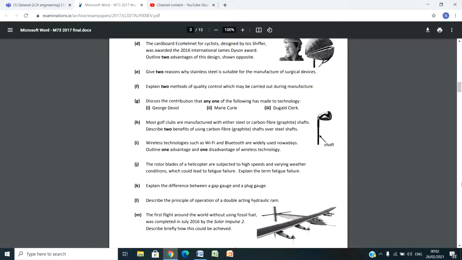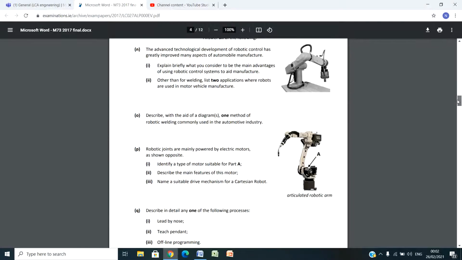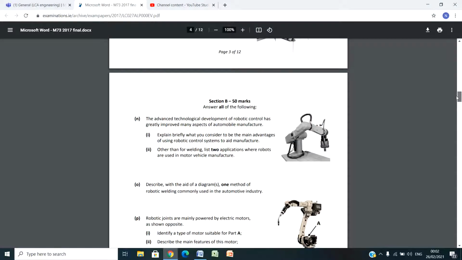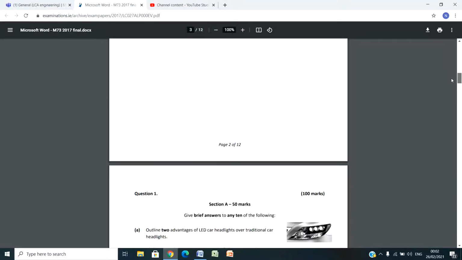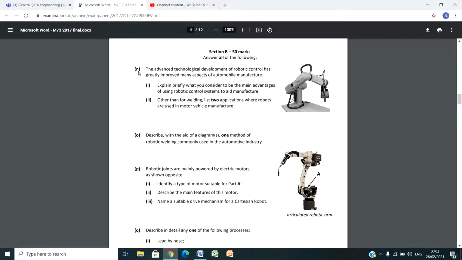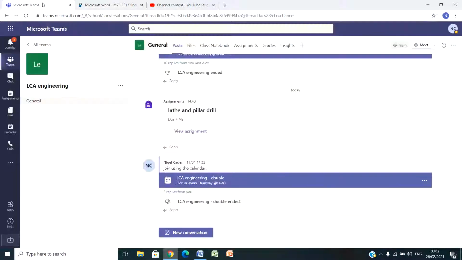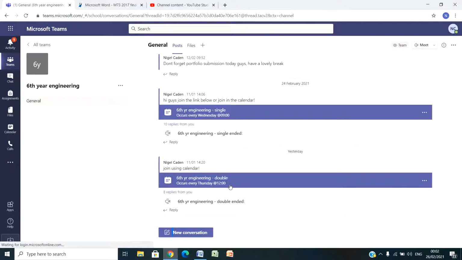Okay, and that's all the answers to the questions. Okay, then it's on to section B, and we don't have B done, so that's all about robotics. And our section B there would be hybrid vehicles.